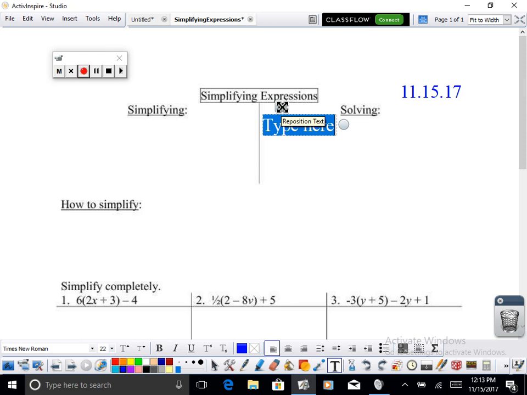Y equals x. Probably wouldn't have y equals x. Y equals 24. Y equals 24 though, sure. Okay? Or negative 3 is greater than y. Okay, that's what our solutions look like.